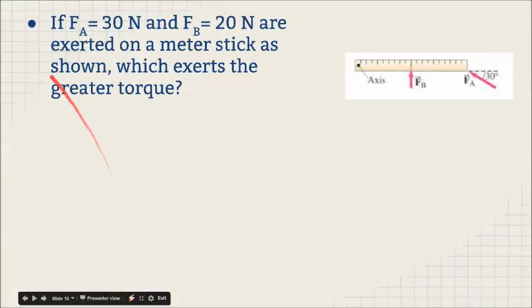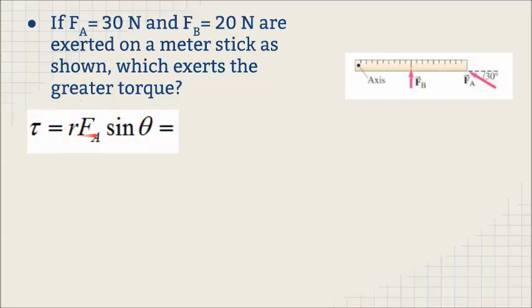Okay, for our next example, the axis of rotation is on the end of this stick, and we have these two forces. Force A is 30 newtons and force B is 20 newtons, and they were both exerted on this meter stick as shown. Which exerts the greater torque? We just go ahead and calculate them separately. Let's do the A one first.